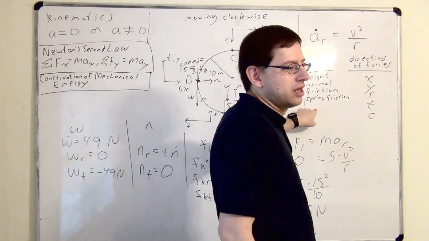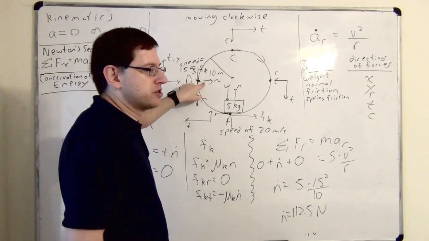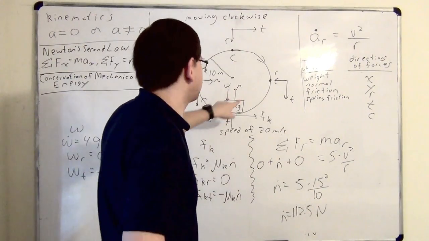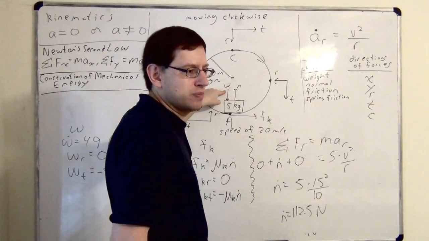Normal and centripetal direction. That's right. In this case, there was a normal force in the centripetal direction. That's a very good way to phrase it. And in this case, there was a normal force in the centripetal direction and a weight force in the anti-centripetal direction.